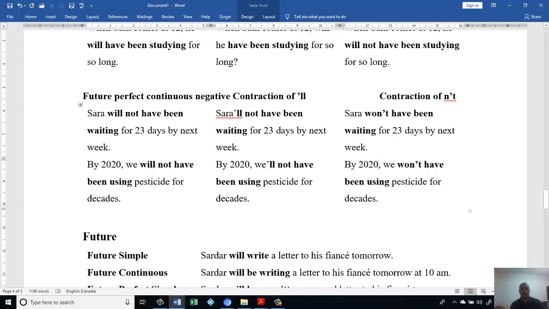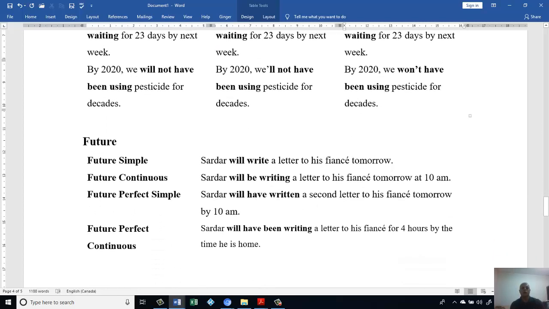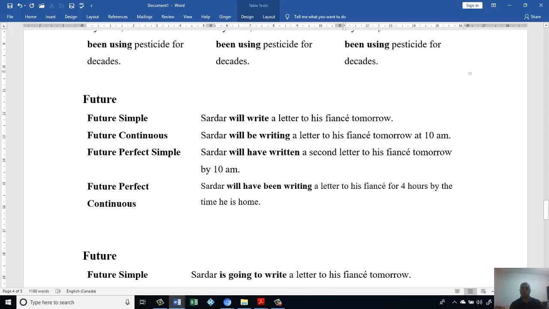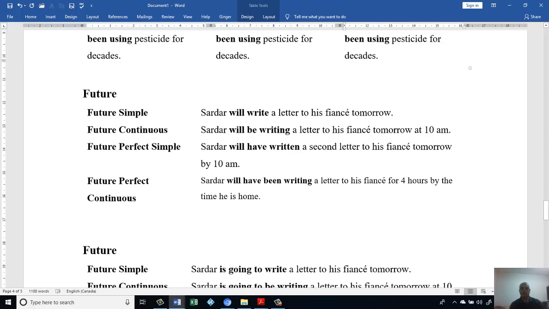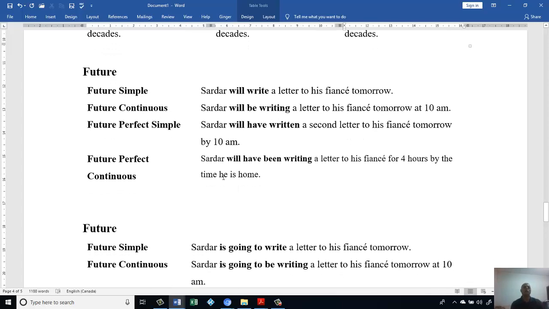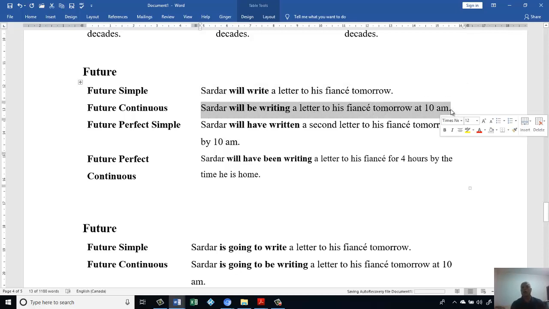Let's look at sentences, how we constructed future, then future continuous, then future perfect, then perfect continuous. You have to be a little patient with me here. We have future simple. Sardar will write a letter to his fiancée tomorrow. Make it future continuous. Sardar will be writing a letter to his fiancée tomorrow at 10 o'clock. I mean, tomorrow at 10 o'clock, the action will start to be continuing.